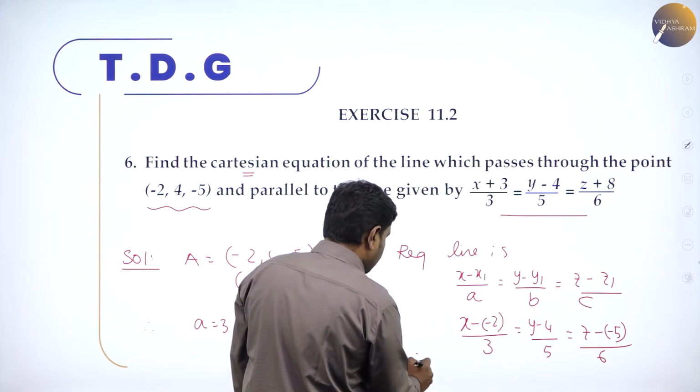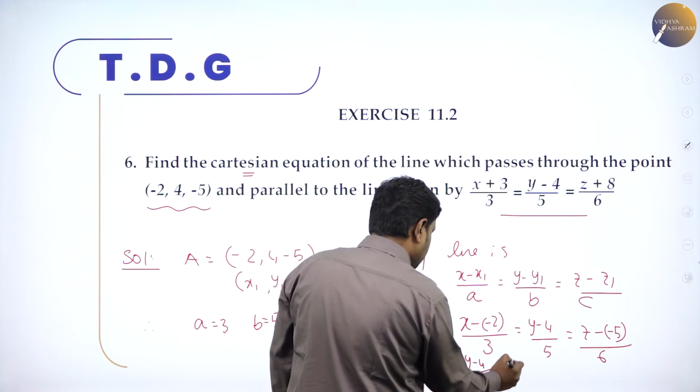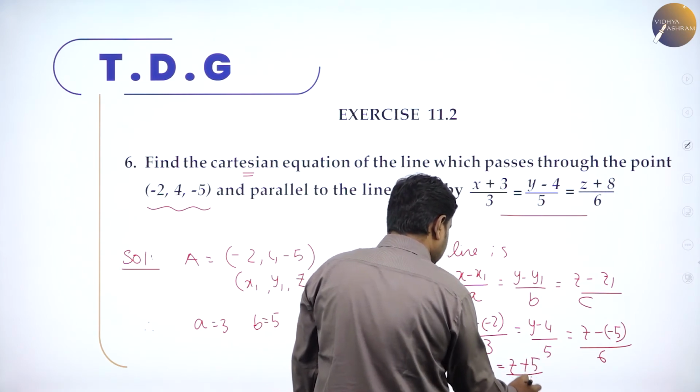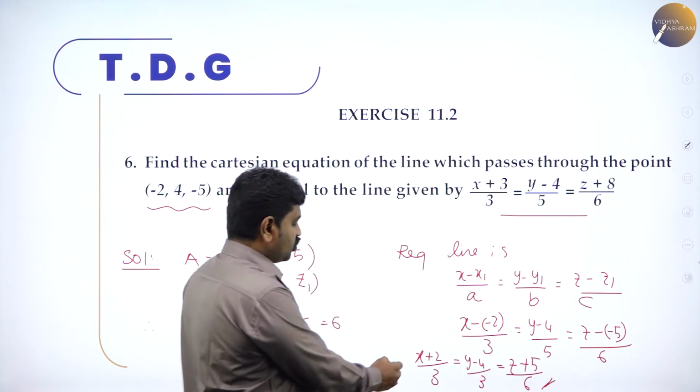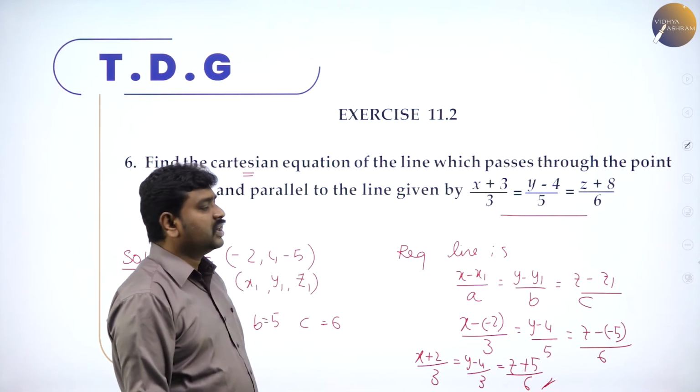So finally you will have (x plus 2)/3 is equal to (y minus 4)/3 is equal to (z plus 5)/6. This is the line. (x plus 2)/3 equal to (y minus 4)/3 equal to (z plus 5)/6 is the Cartesian form of the line.